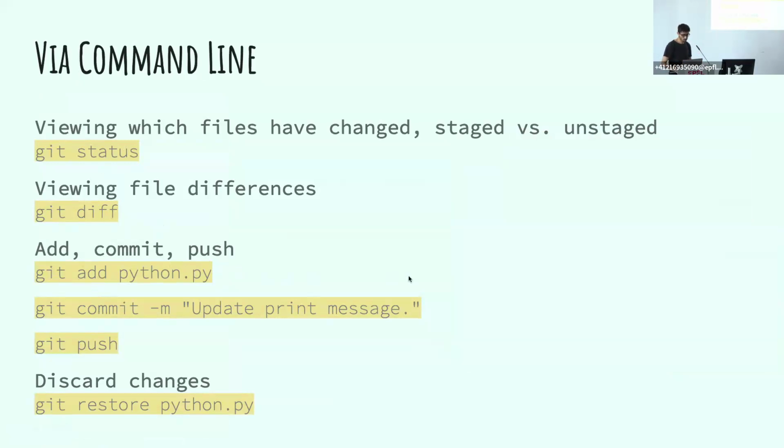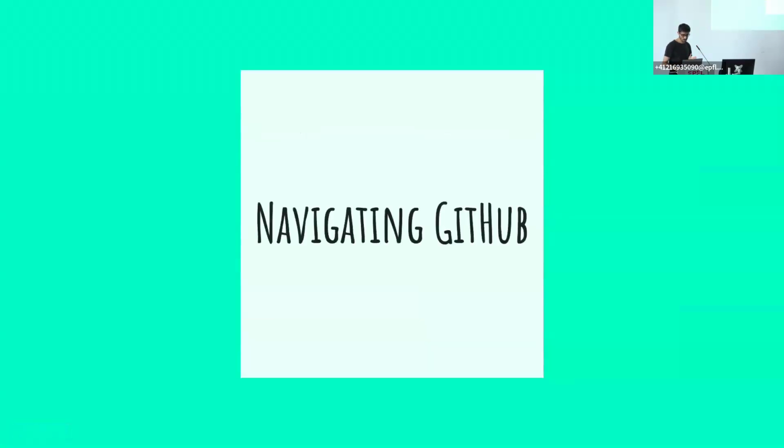You can do multiple files. You can add a dot if you want to add everything at once, which I don't recommend. Git commit -m, and then you would write your message like we did before in quotations, and then git push would then push the commits that you have locally that are not in the remote. And then if you want to remove changes like we saw with that arrow, you would do git restore the file. Okay, so that's via the command line.